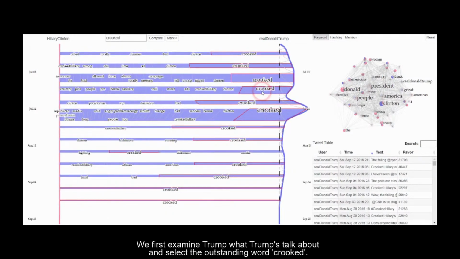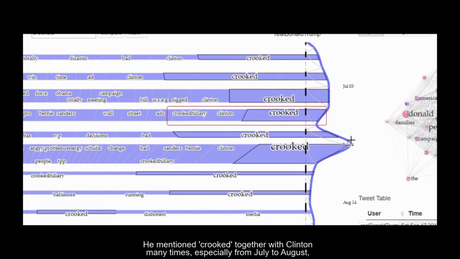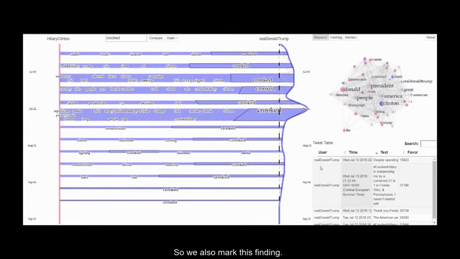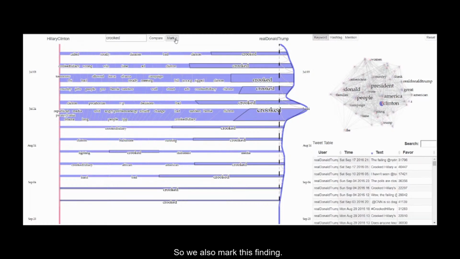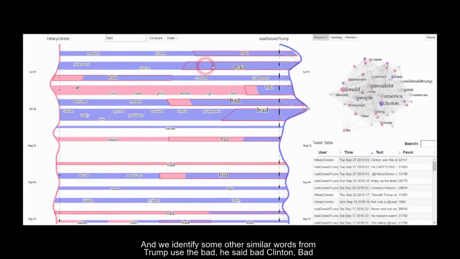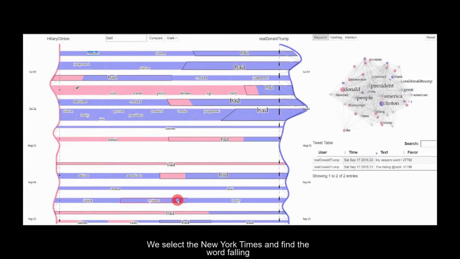We first examine what Trump talks about and select the outstanding word "crooked". He mentioned "crooked" together with Clinton many times, especially from July to August. He even created a hashtag called "crooked Hillary". So we also mark this finding. And we identify some other similar words Trump often used, like "bad". He said "bad Clinton", "bad media", or "bad New York Times". We select the New York Times and find the word "failing".